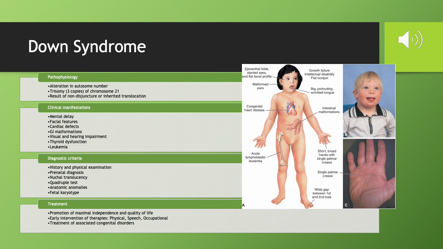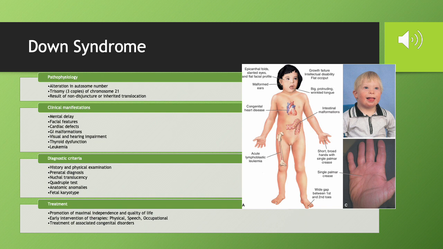So here we have Down syndrome, and this is an alteration in autosome numbers. So this is considered a trisomy, or 3 copies of the chromosome, particularly chromosome 21. And it is also the result of inherited translocation or nondisjunction. So as far as Down syndrome, there is a mental delay. As far as clinical manifestations, you do have cardiac defects, gastrointestinal defects, visual and hearing impairment. There's a lot of thyroid dysfunction, and it could also present itself with leukemia. And you will often see facial features that are not normal with Down syndrome.